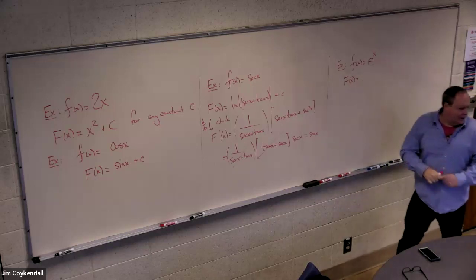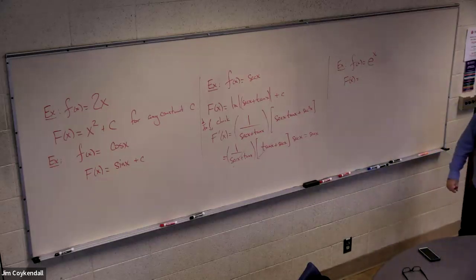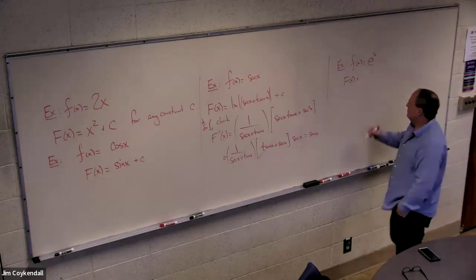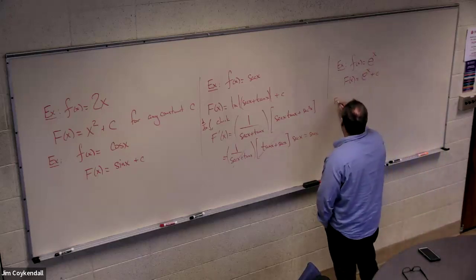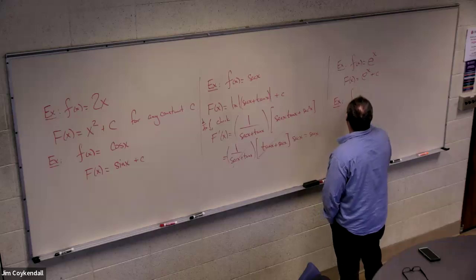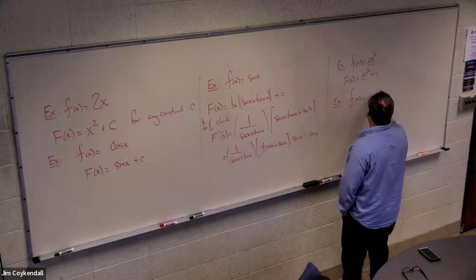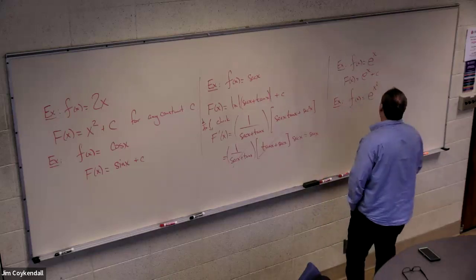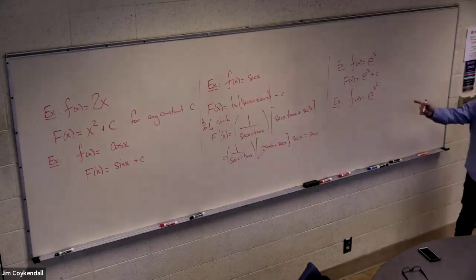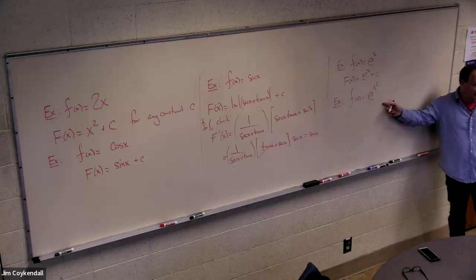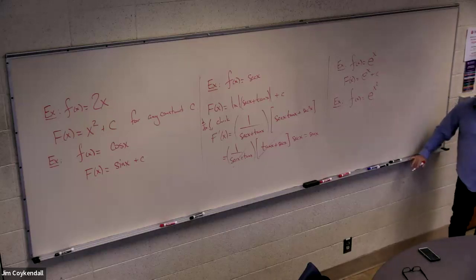It's the antiderivative of this. How about this one? e to the x squared. Taking the derivative of this is easy enough, right? The derivative of e to the x is e to the x. Right? How about an antiderivative?